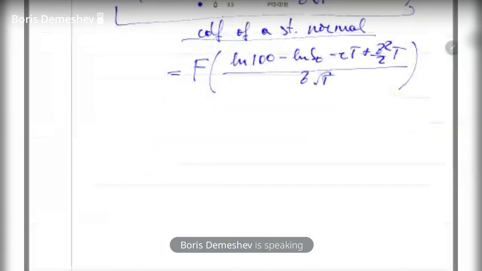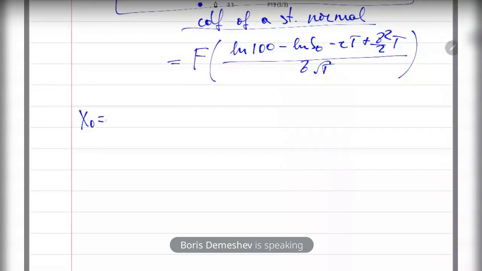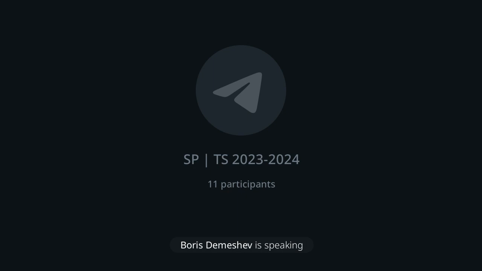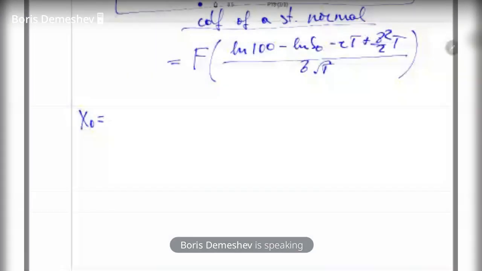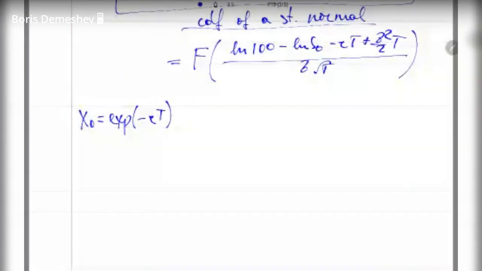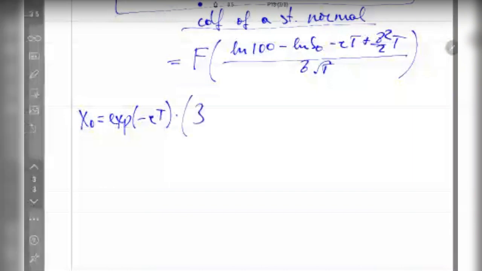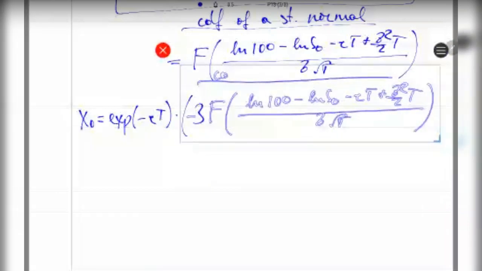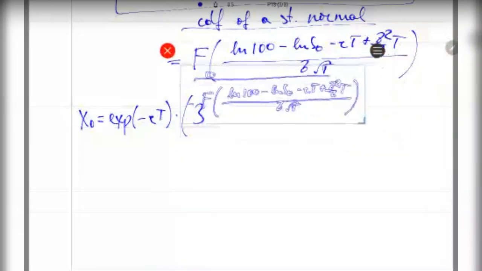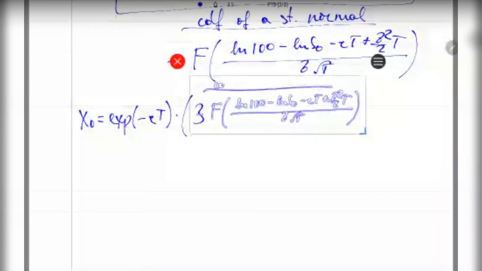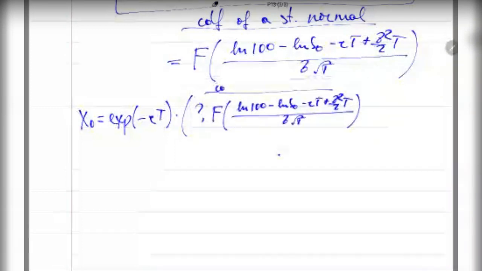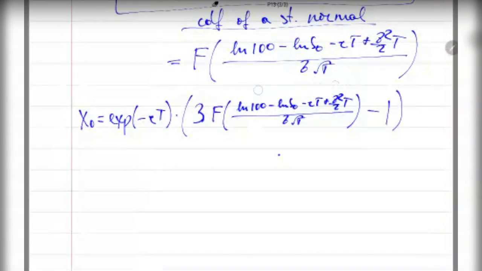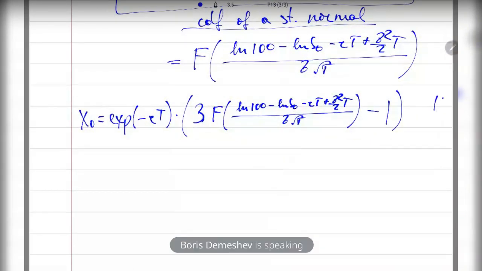So we have found the price of this tricky asset, X0 equals exponent minus RT times 3, this P goes here, P minus 1. Okay, that is the price of an asset.